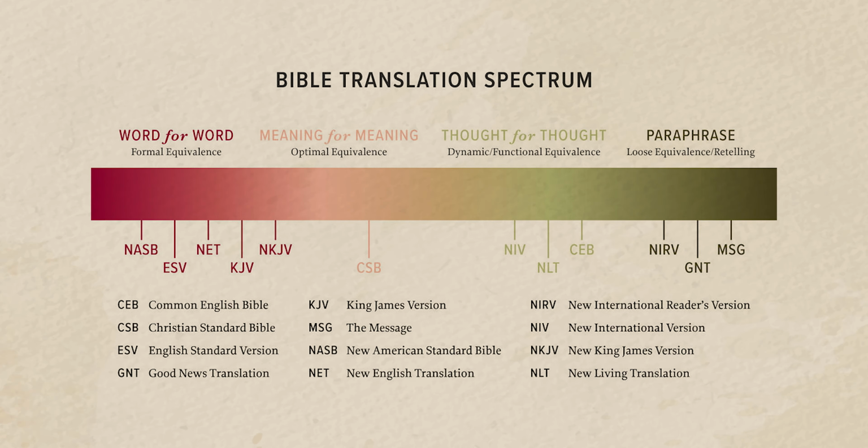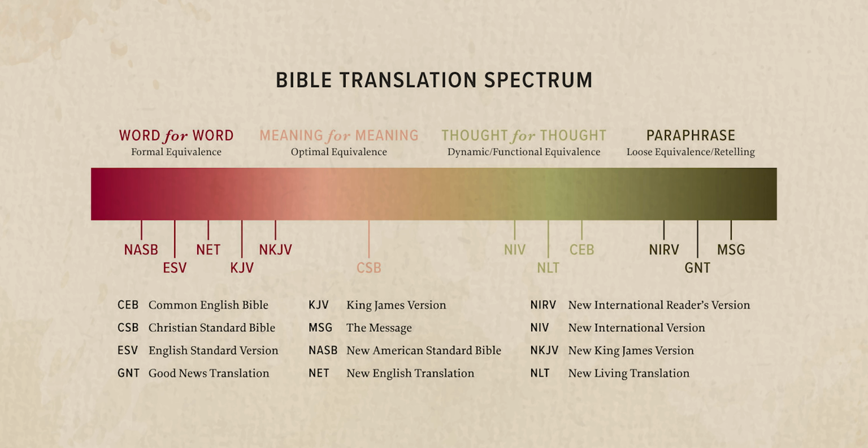That's the tension that translations have to grapple with. And there's an entire spectrum of word for word, thought for thought, that you can even Google: Bible translation spectrum, and you'll see a whole graph, and you can even find probably the translation that you're reading and where it falls in that whole spectrum of word for word, thought for thought.